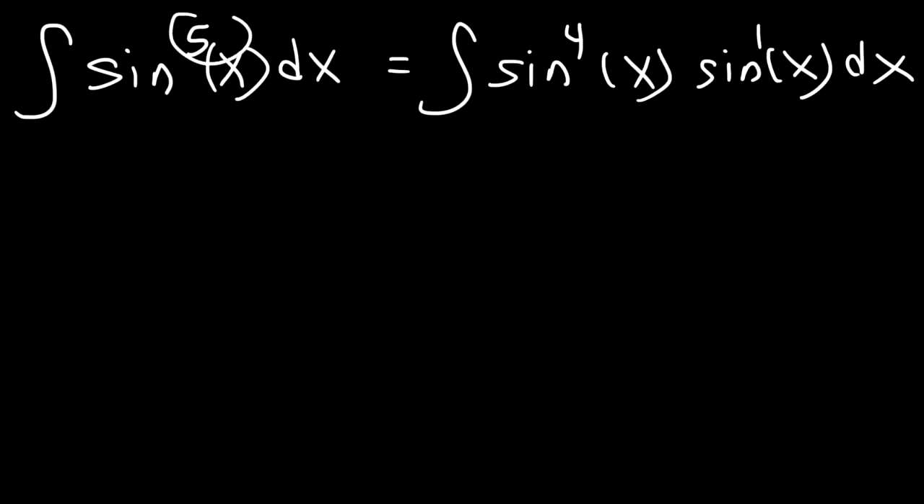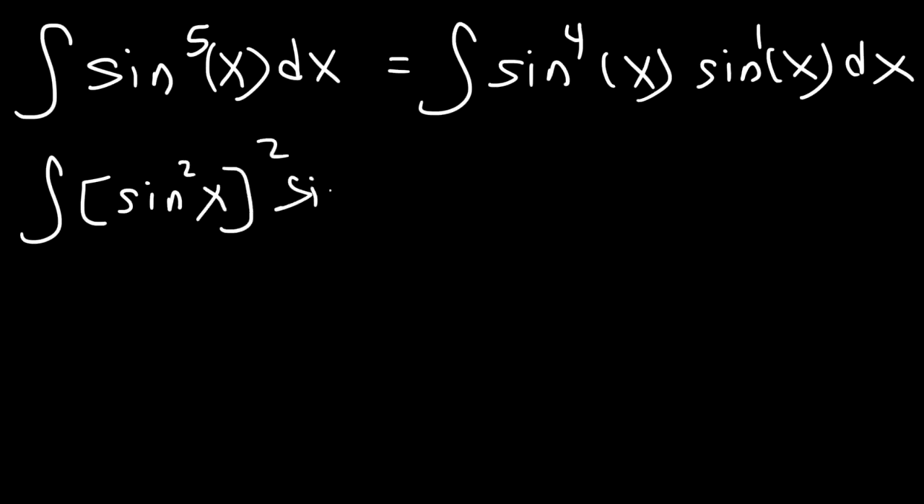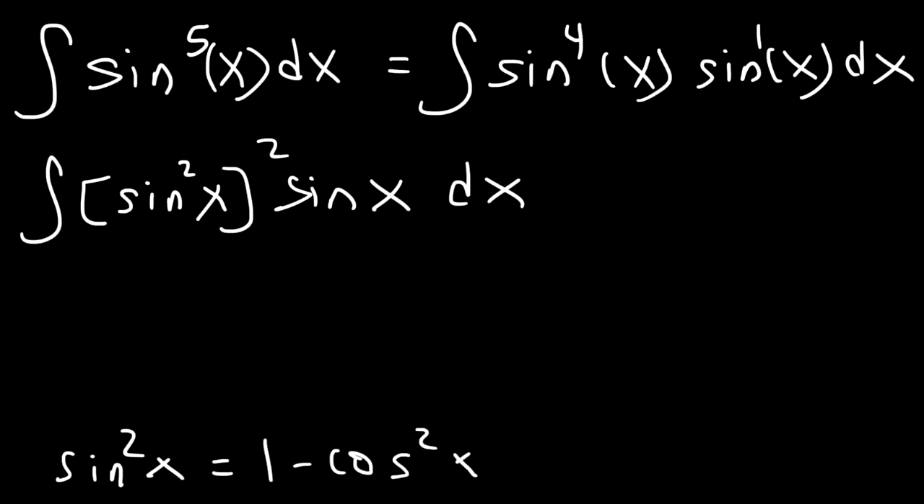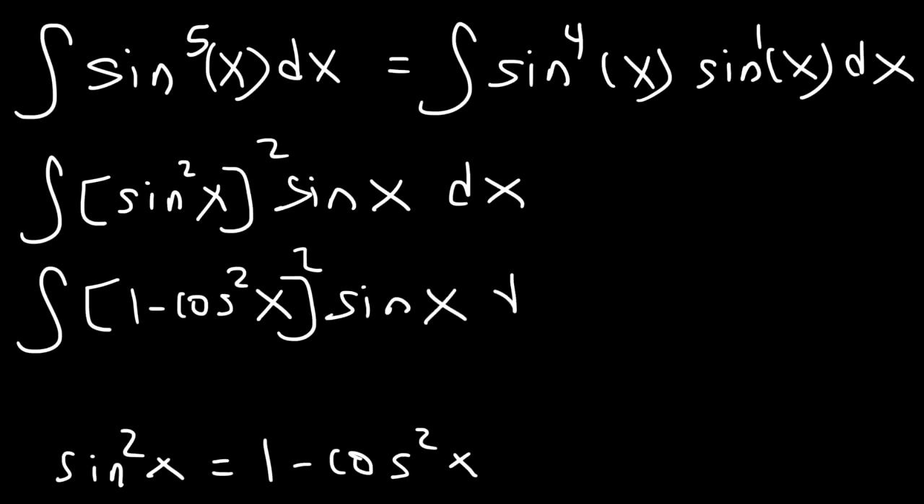And anytime you have an odd power, you want to keep one of the trig functions on the outside if you're dealing with sine and cosine. Now sine to the fourth is sine squared, squared. Now sine squared plus cosine squared is 1, so subtracting both sides by cosine squared, sine squared is 1 minus cosine squared. And so we need to replace sine squared with that. And so we have this expression. Now we can use u-substitution to get the answer.